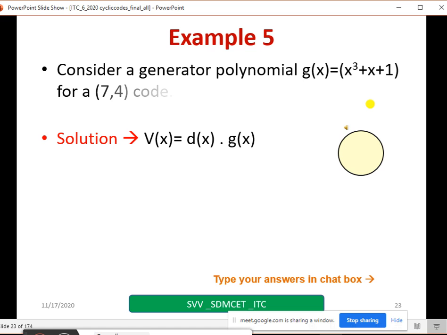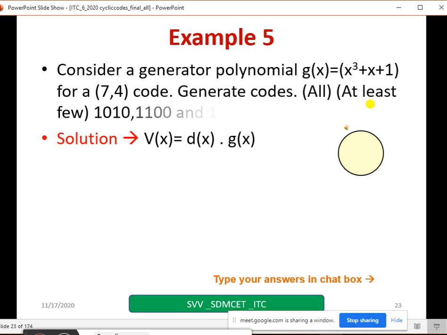Consider generator polynomial g of x equal to x cube plus x plus 1 for a 7-4 code. Generate the codes. We'll do it for 3, the remaining can be done similarly. Copy this problem statement. Now find v of x equal to d of x into g of x. g of x is given, x cube plus x plus 1. Take d of x: the first time take 1 0 1 0, the second time take 1 1 0 0, the third time take 1 0 1 1. Type the 3 answers one by one.